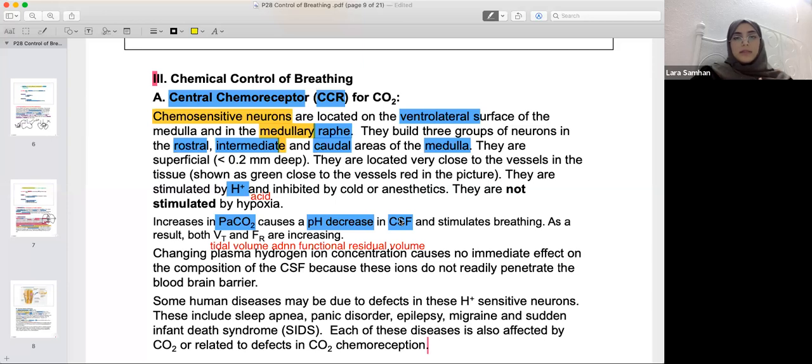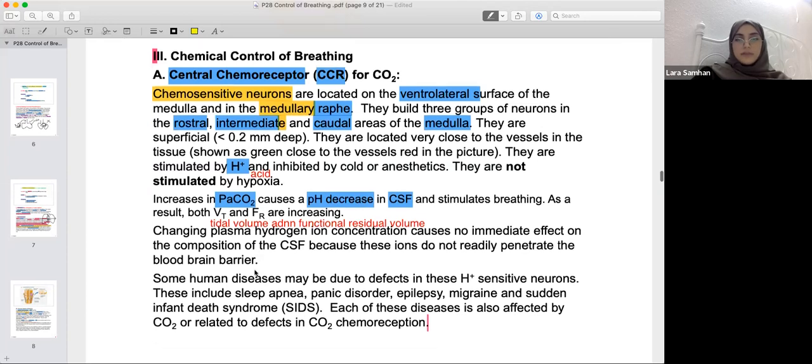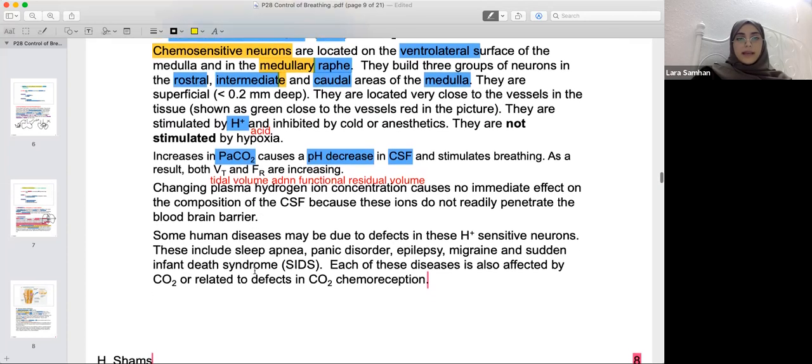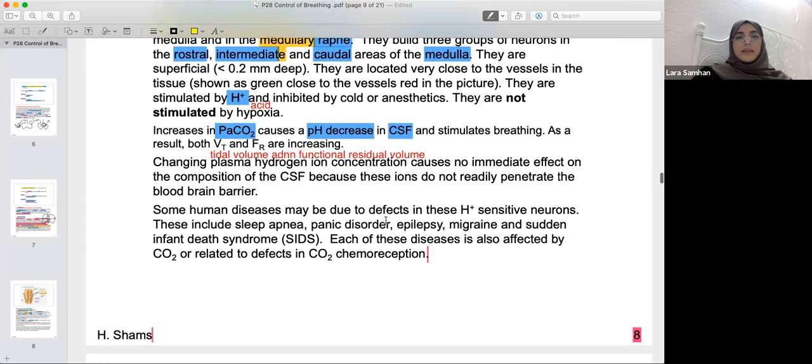So please, let's try as much as possible to compensate by hyperventilating, okay? So this CSF and the pH and the CO2 will definitely be affecting the VT and the FRC, which are basically the tidal volume and the functional residual capacity. And yeah, it just says in here that if we have any single defect in the H+ or in the acid in the body, we will definitely be having sleep apnea.